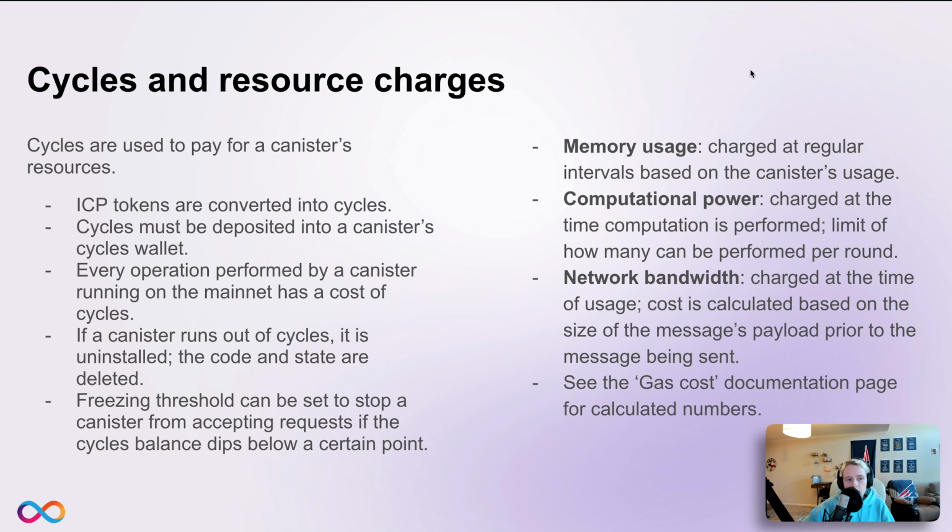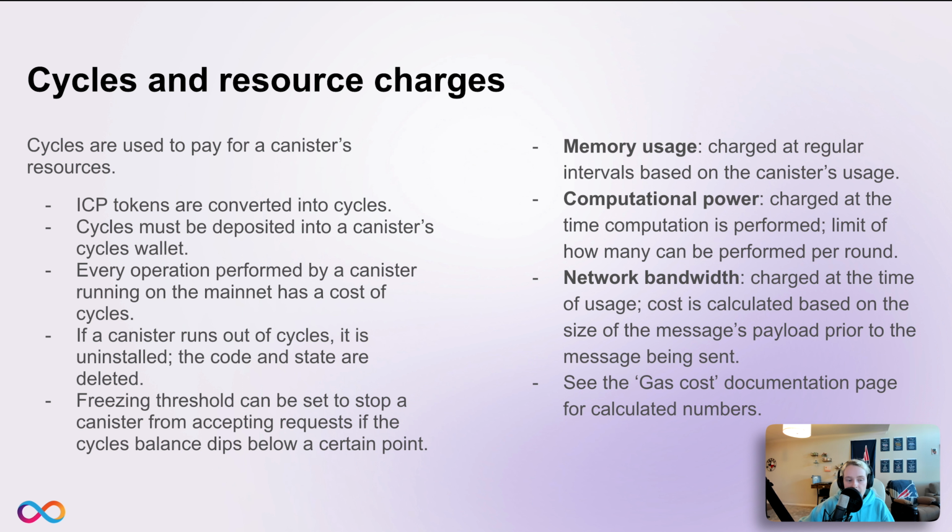So lastly, we're going to talk a little bit more about cycles and resource charges. I've mentioned in a couple previous episodes about cycles and how important they are since they're used for paying for a canister's resources. ICP tokens can be converted into cycles, and cycles must be deposited into a canister cycles wallet in order to pay for every operation performed by the canister while it's running on the mainnet. If a canister runs out of cycles and it can't pay for further operations, it will be uninstalled and the code and the state will be deleted.